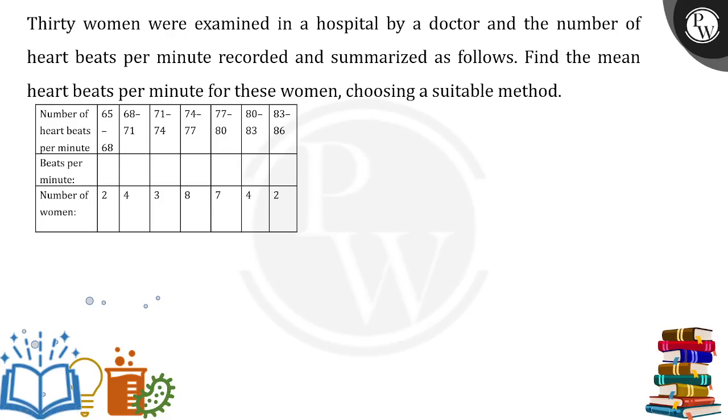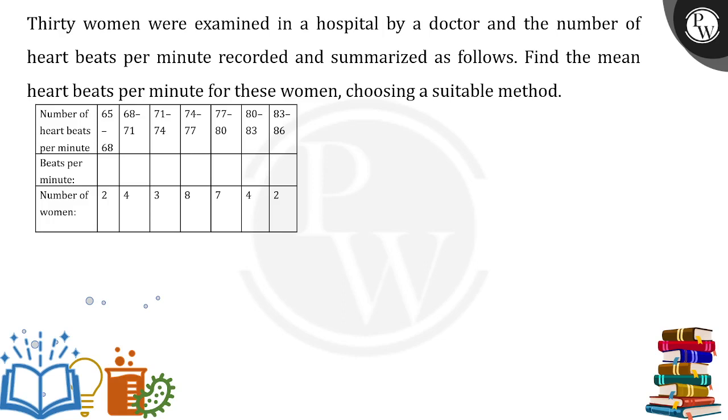30 women were examined in the hospital by the doctor, and the number of heartbeats per minute was recorded and summarized as follows. So you can see the number of heartbeats. Between 65 to 68, there were 2 women, 68 to 71, 4 women, and so on. The data is given. Find the mean heartbeat per minute for those women, choosing a suitable method.